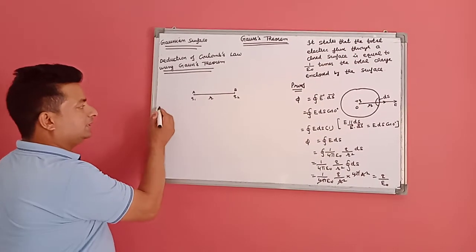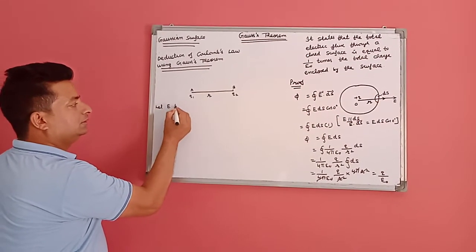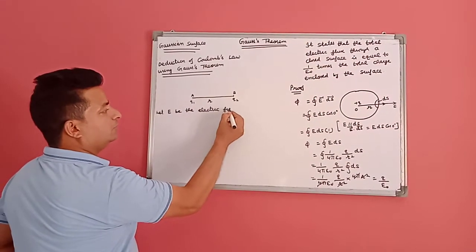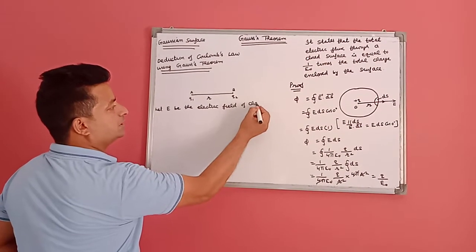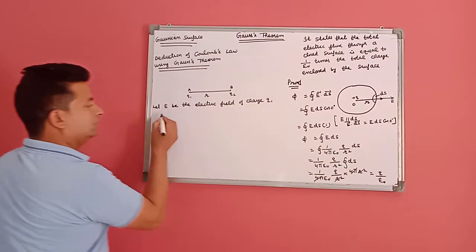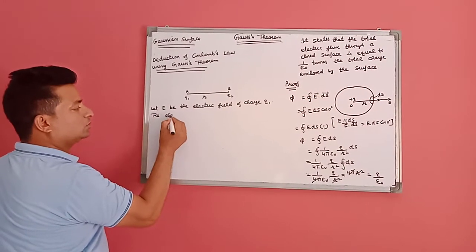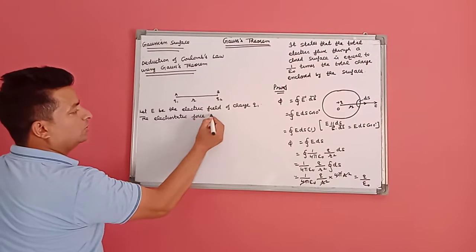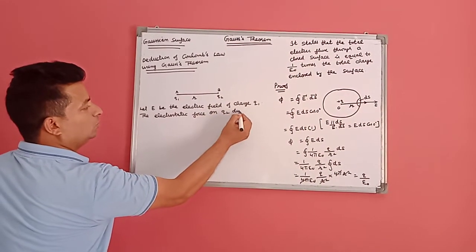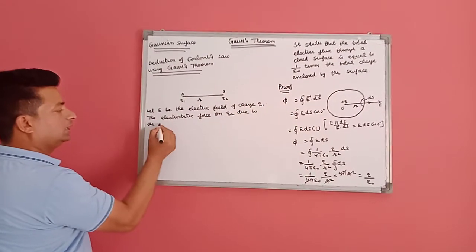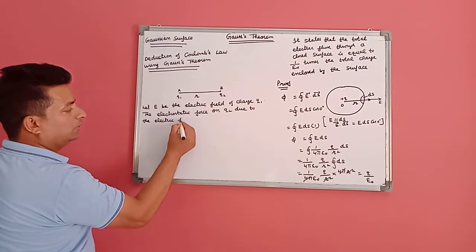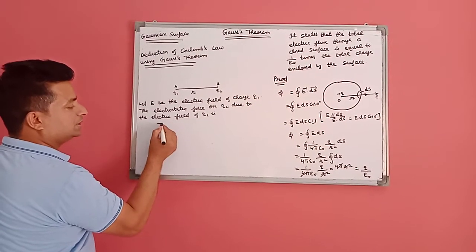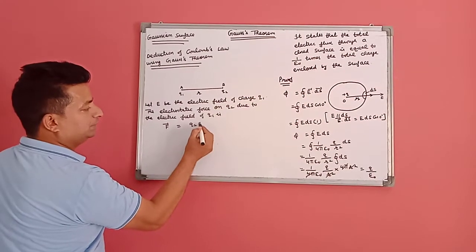Let E be the electric field of charge Q1. Then the electrostatic force on Q2 due to the electric field of Q1 is, that is F is equal to Q2 E.